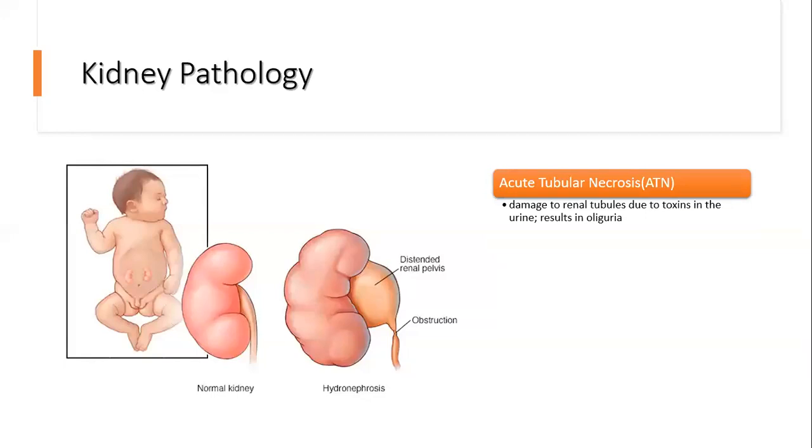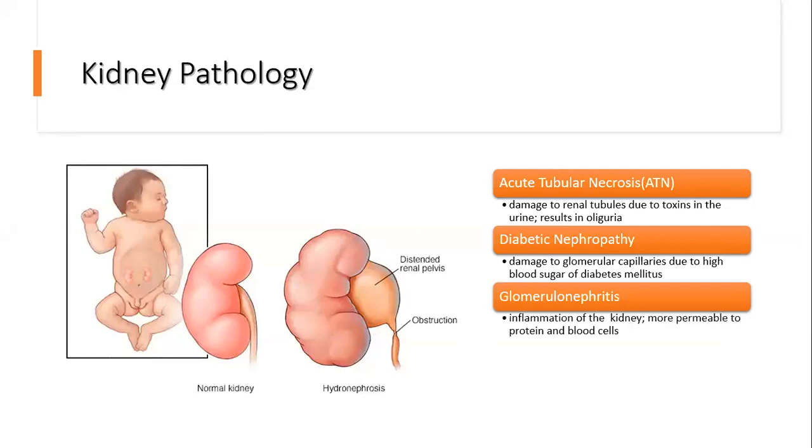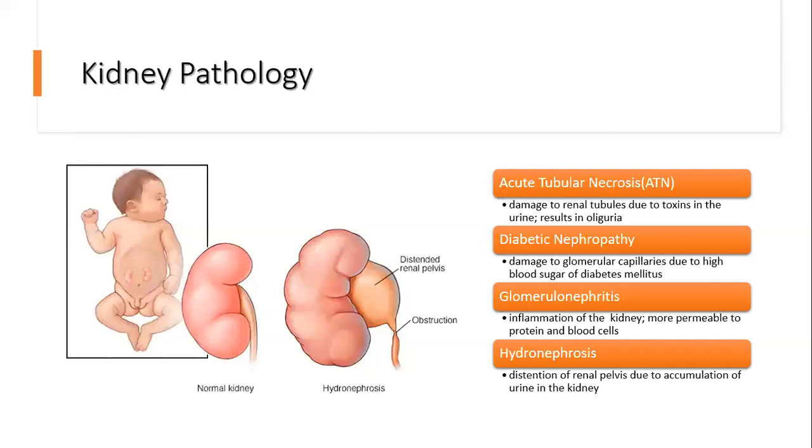Acute tubular necrosis is also caused by toxins to the kidney or glomerulus or nephron, or also in the shocked patient. Diabetic nephropathy, damage to glomerular capillaries due to the high blood sugar of diabetes mellitus. Glomerulonephritis, inflammation of the kidney making it more permeable to protein and blood cells; you can see it in the urinalysis. Hydronephrosis is distension of the renal pelvis due to accumulation of urine in the kidney.